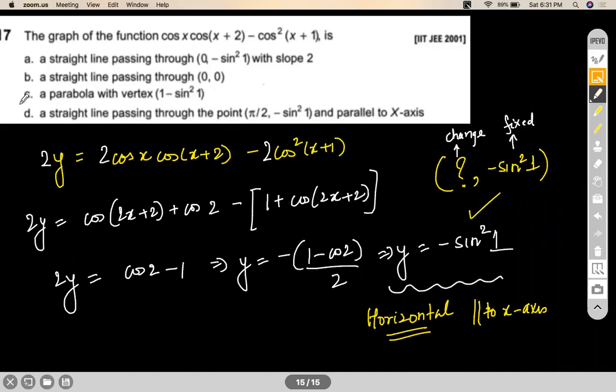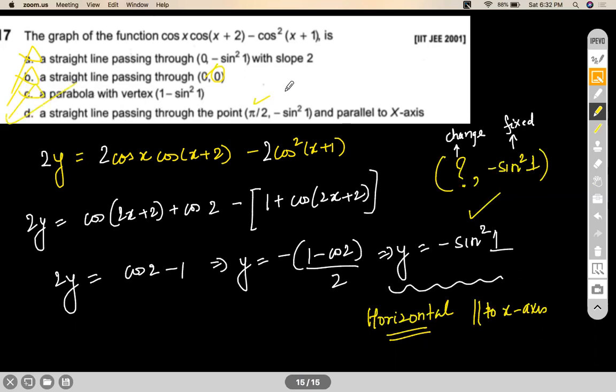So first of all, let us check. Is it option A, a straight line passing through a point? Point is fine, acceptable. But with slope 2, no. Slope 2 is not possible. Gone. Straight line passing through 0, no. This should not be 0. This should be negative sine square 1. Not possible. Parabola, definitely not. Straight line. So it has to be option D.